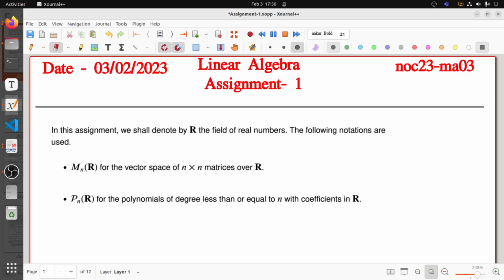Now the next one is saying that P_n(R), the polynomials of degree less than or equal to n with coefficients in R, also forms a vector space. It was also done in the lectures. So this is the first one, and the second one: what is saying? What is P_n(R)?